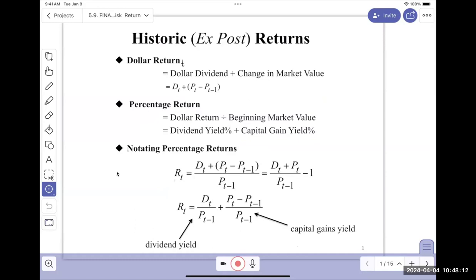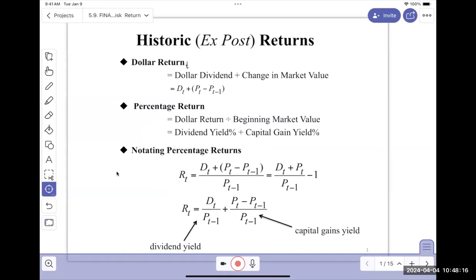So we're going to begin with talking about holding a security. So you hold a stock. And what's your return in any given period T? So T for today, or time T. So at any point T, what is your return for holding the stock? If it pays a dividend, you receive the dividend as a stockholder. It's for each share.